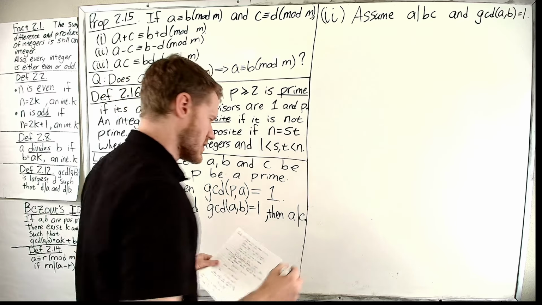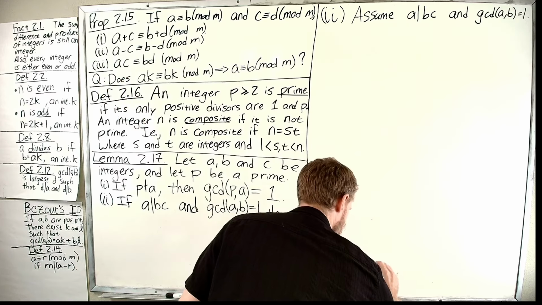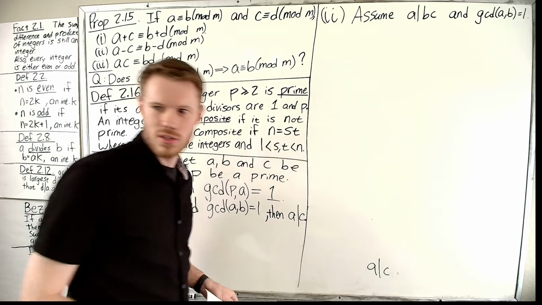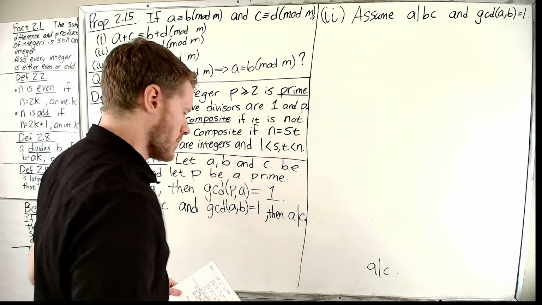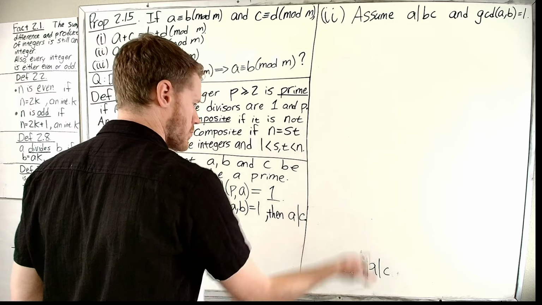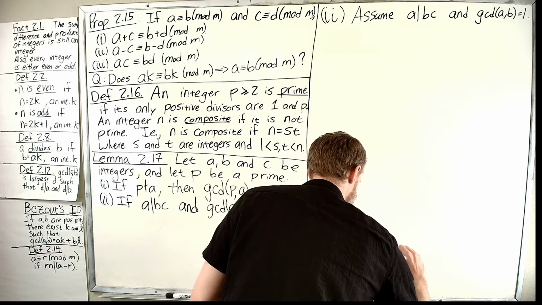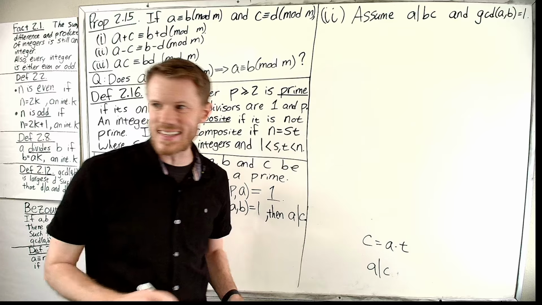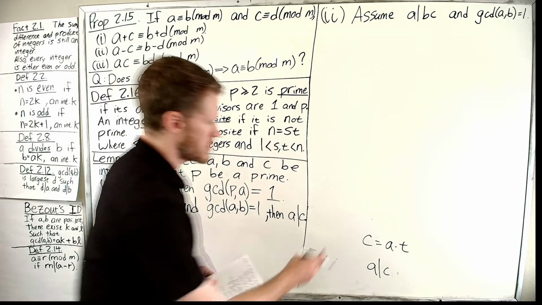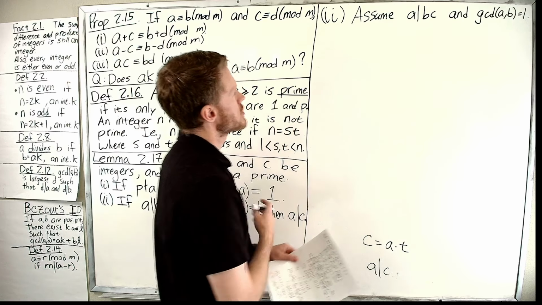So what does it mean for A to divide C? Let me just put this at the bottom so we can have a target. Well, by the definition, if we go one step in reverse, this would mean that C is equal to A times some integer t. So this is what we want to aim for. So how do we do it?